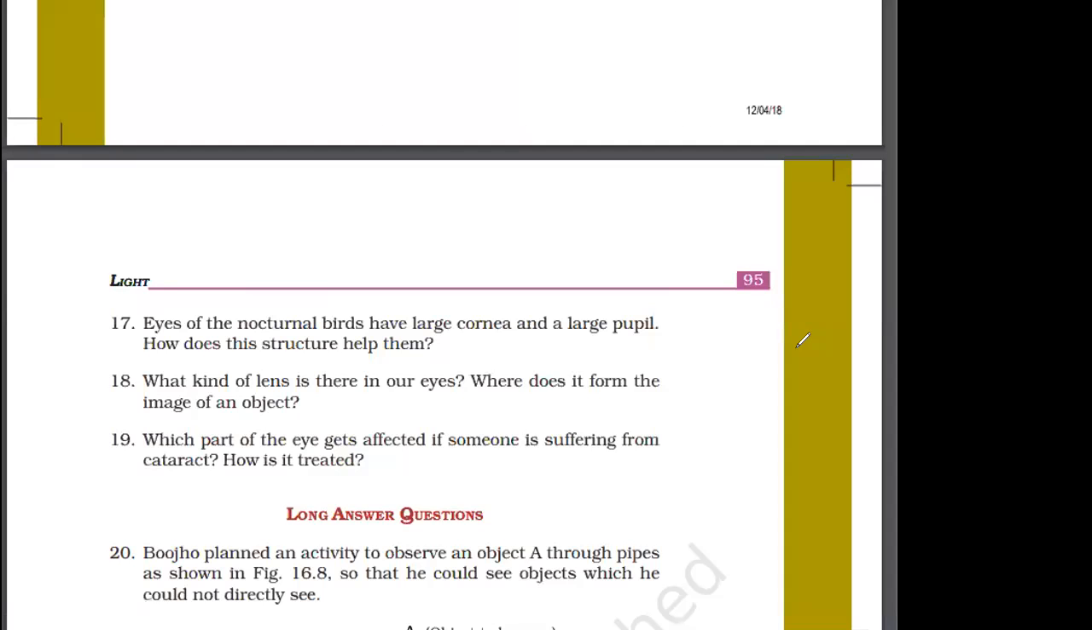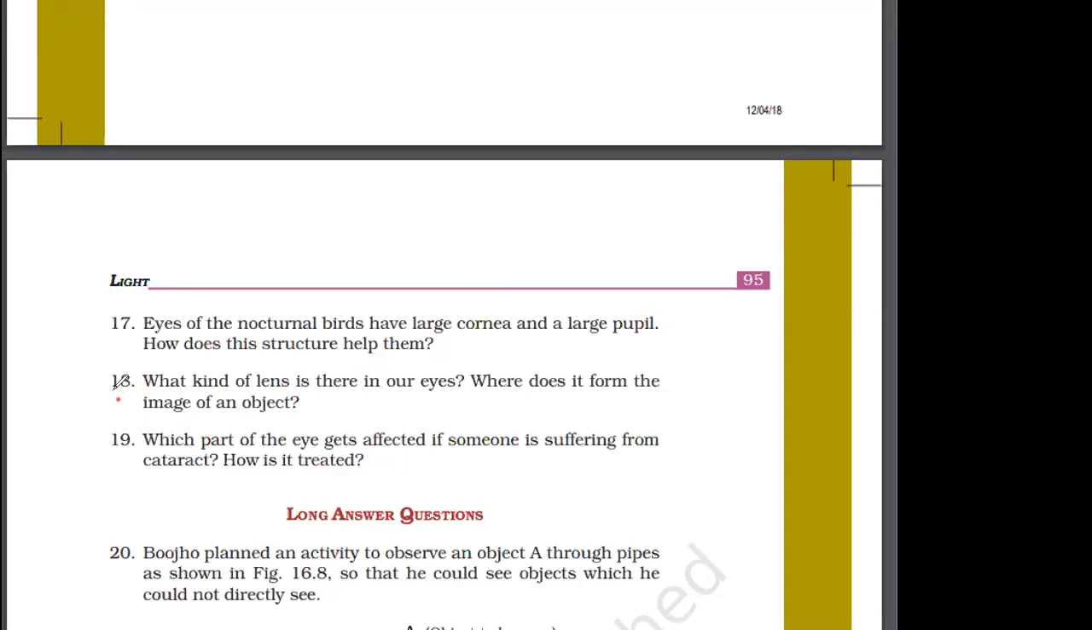17th, eyes of nocturnal birds. Nocturnal birds means the birds which usually see in the night, and they have a large cornea and large pupil. How does this structure help them? Tell me. For example, owls. They have a large cornea and large pupil because they need more light. Since at night there is very little light, they need more light to enter their eyes. That's why the iris, actually, I wanted to say. So this allows more light to enter and helps them see clearly.